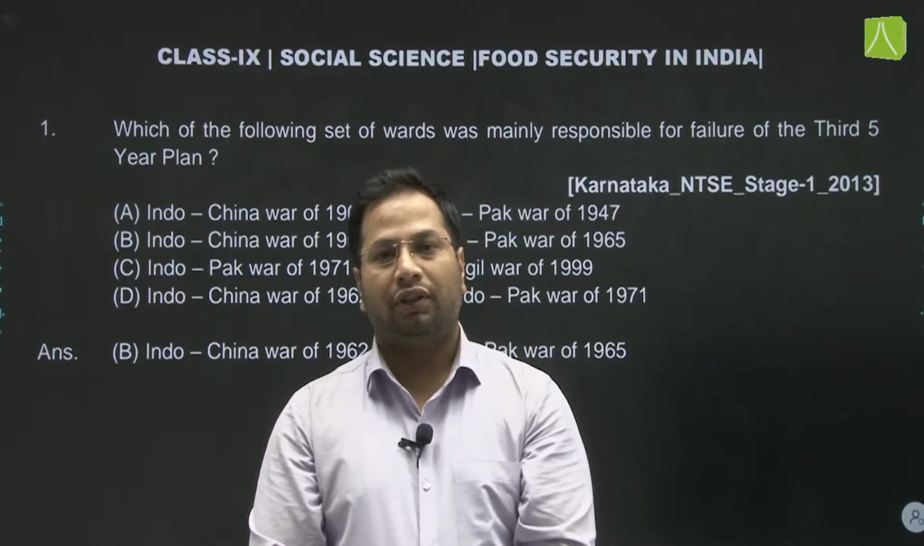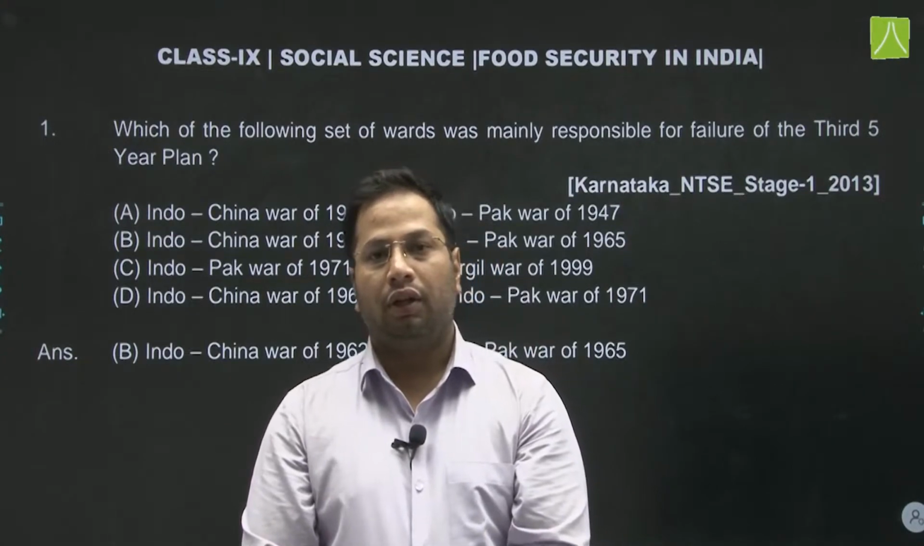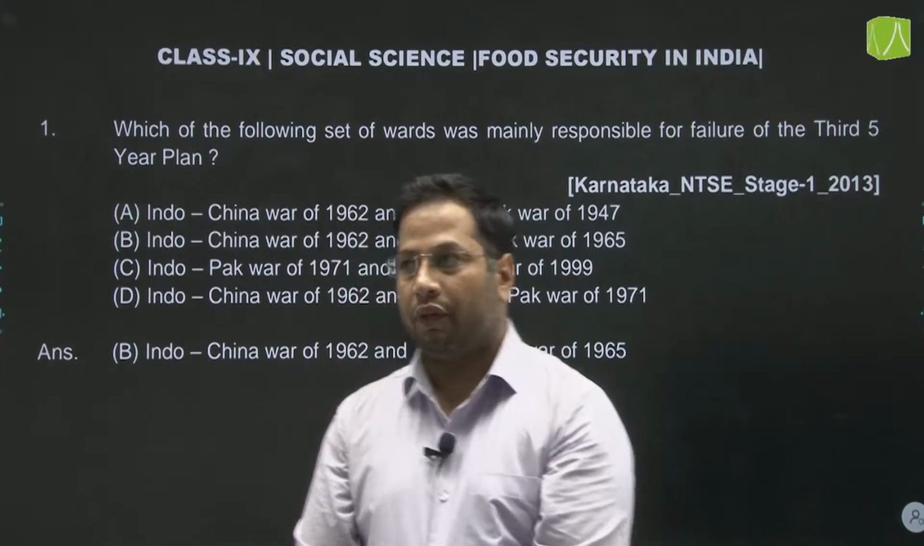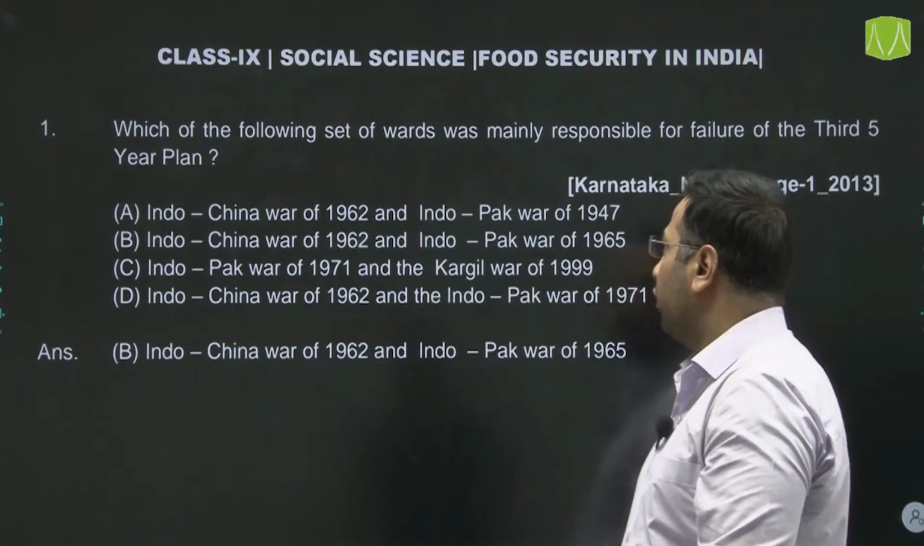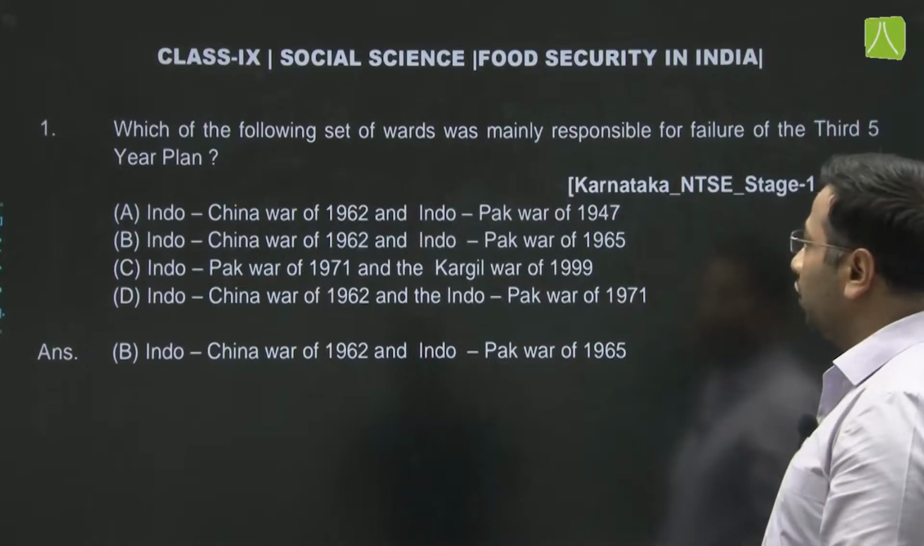We will start with chapter number 4, Economics, that is Food Security in India. The first question which we have right in front of us is, which of the following set of wars were mainly responsible for the failure of the third 5-year plan?